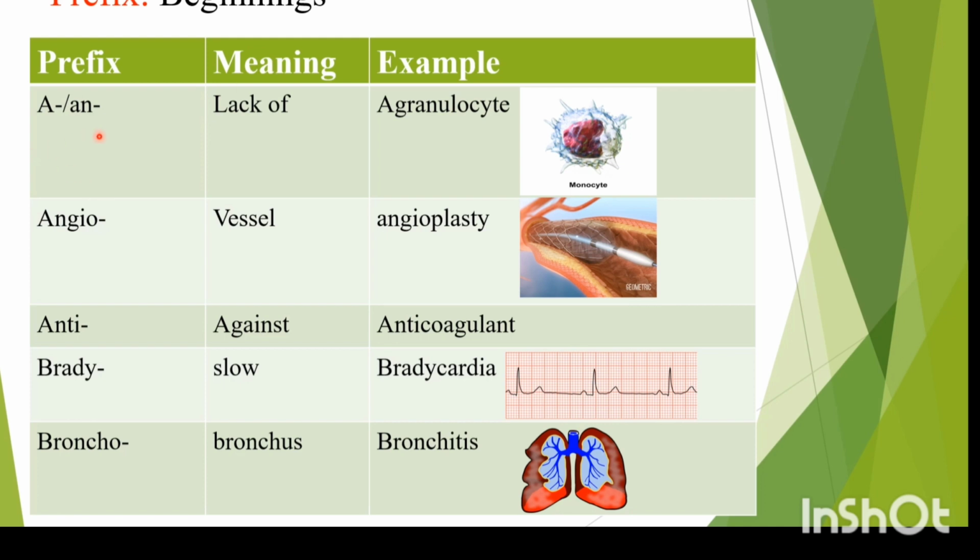So, first one, a or an. The meaning of a or an prefix is lack of. Example is agranulocyte. As I told you before, the cell without granules is called agranulocyte. See here, monocytes. Example, inside this monocyte cell, there are no granules. Next one is angio. Angio means vessel.